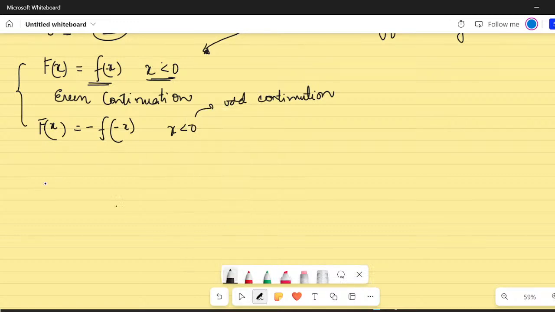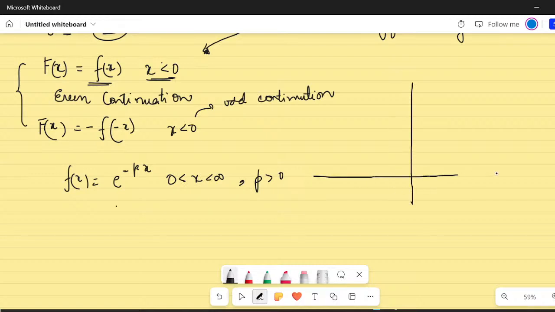So for example, if my function f of x is simply e to the power minus px, and let's say it is defined for all x greater than 0 and less than infinity, and here p is greater than 0. So you can see that this particular function is only defined on the first quadrant, right?